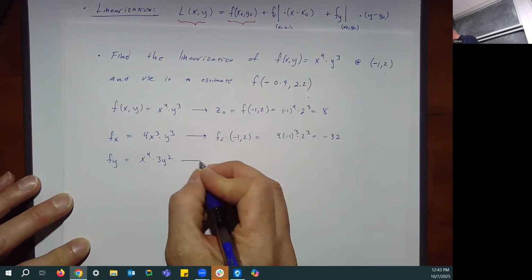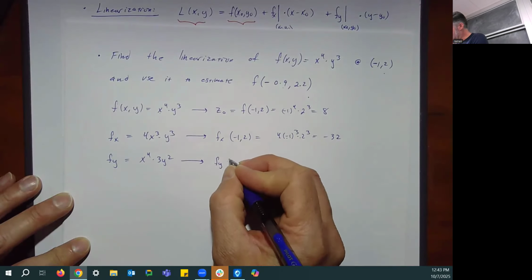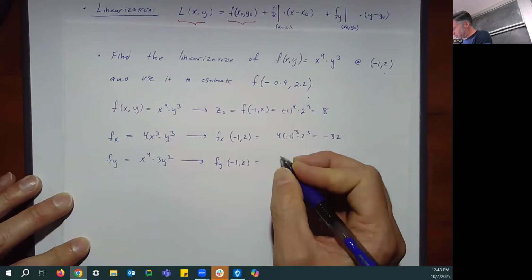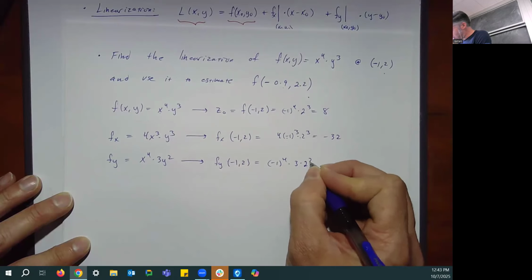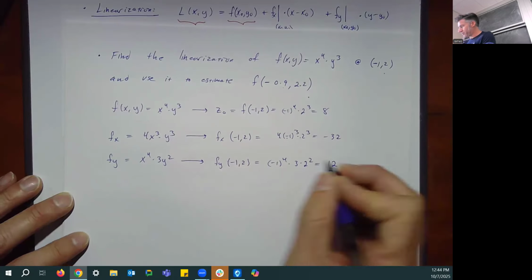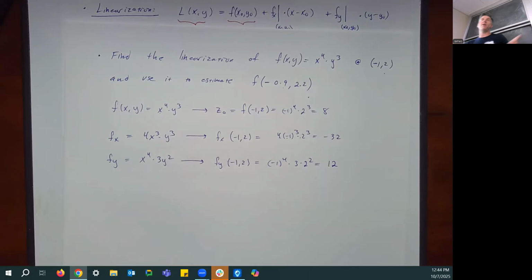And then our fy evaluated at negative 1, 2 is going to be negative 1 to the fourth times 3 times 2 squared, which is 1 times 3 times 4, which is 12. So on the other hand, if you move in the y direction, I should point out, when I say move in the x direction or the y direction, specifically we're moving in the positive x direction and the positive y direction. So I move from left to right in the positive y direction, right? Because we're thinking your usual three-dimensional setup, our slope is positive 12. If I move back to front in the positive x direction, my slope is negative 32.